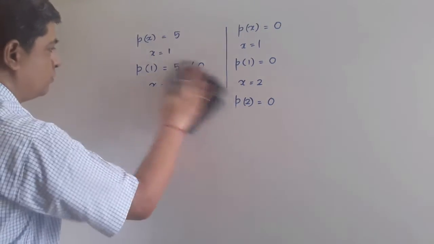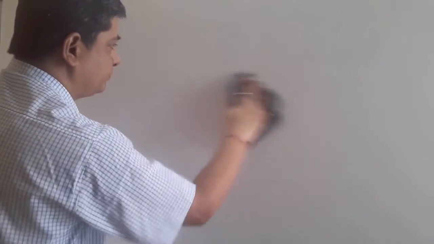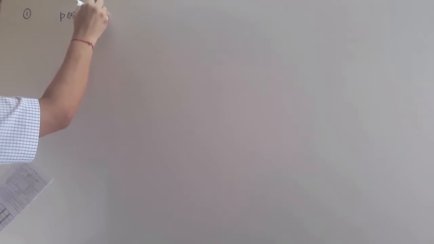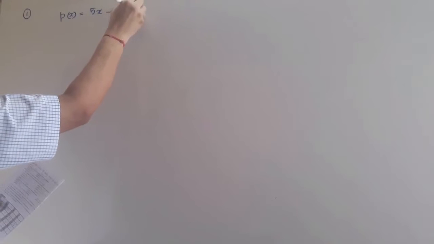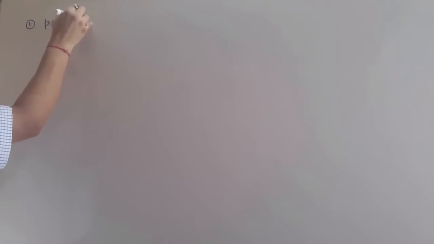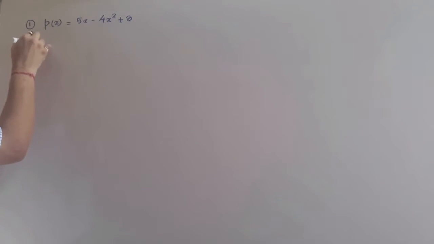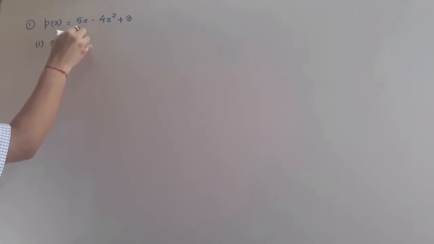So question number 1, first of all the value of p of x is given to us as 5x minus 4x square plus 3. Let me write it a little lower, since it may not be visible. The value of p of x is given here as 5x minus 4x square plus 3. And in the first part, at x equal to 0, we have to find the value.